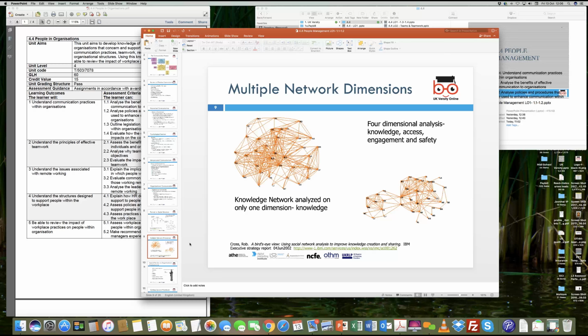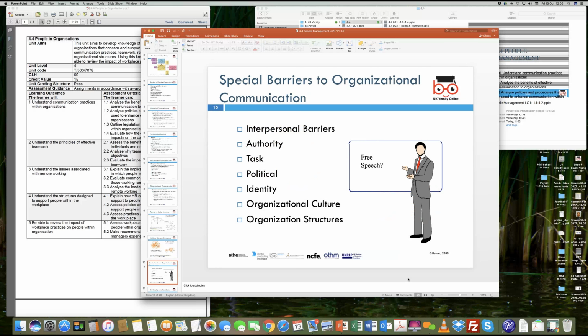Is that okay? Now, we have talked about some individual barriers in communication. Now we are briefly focusing on something called organizational barriers. If you work in a large setup or a large organization, you will see that there are barriers because of authority or the task or, for example, the identity and also the culture of the organization.